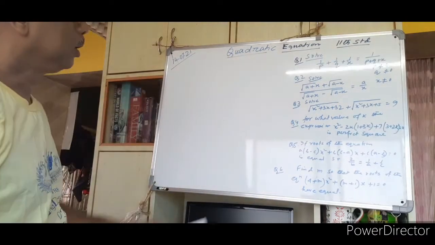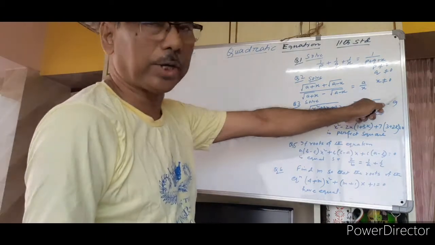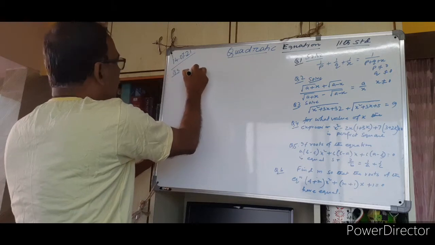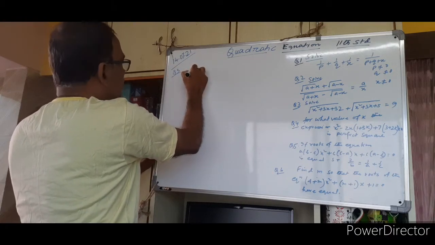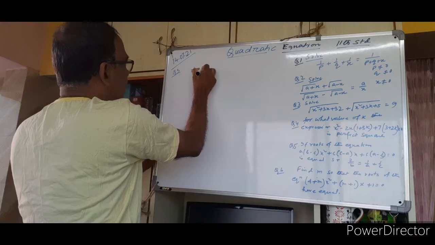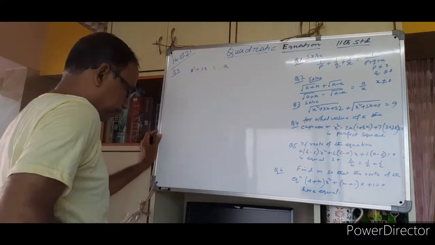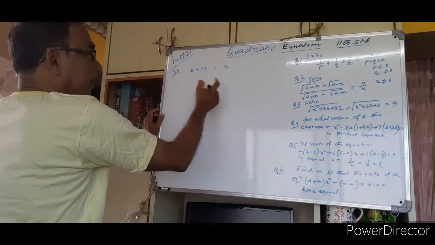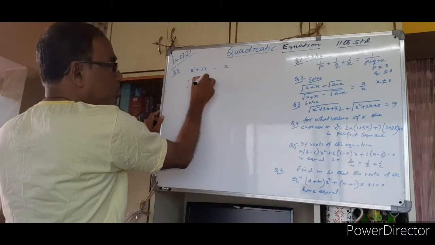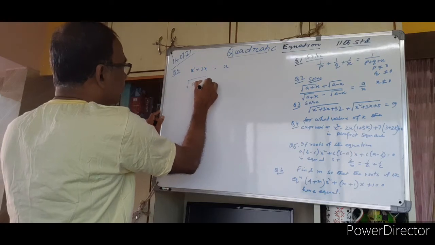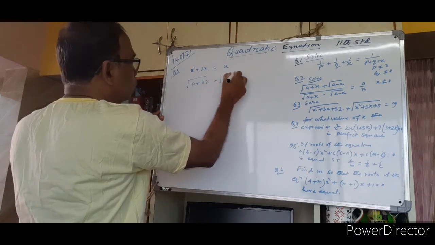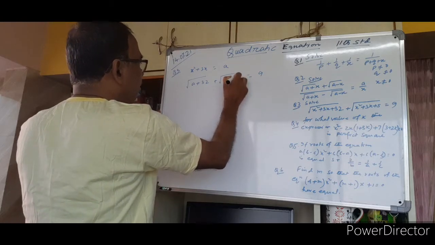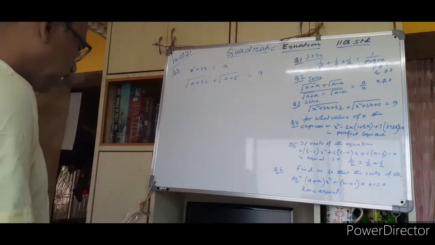Question number 3. Solve this. This is the expression given. You have to solve this. Let x square plus 3x equals a. Then we can put it here: root over of a plus 32 plus root over of a plus 5 equals 9.